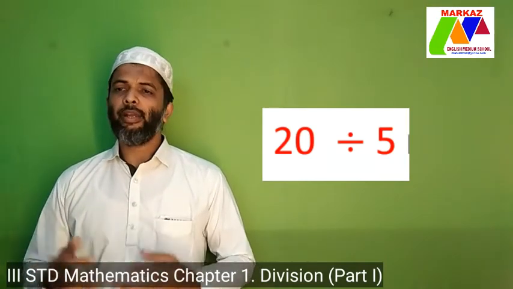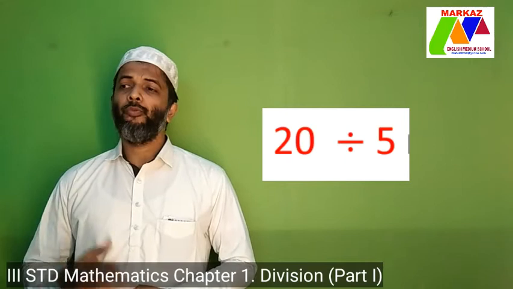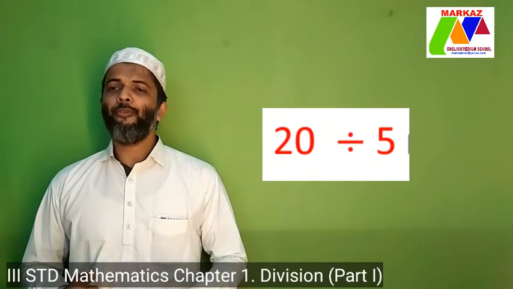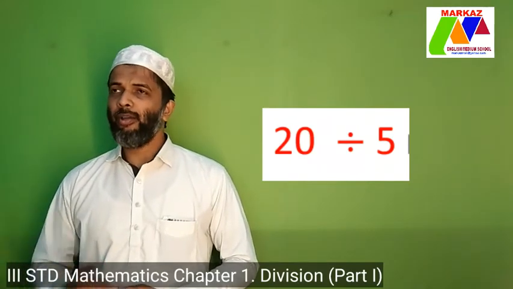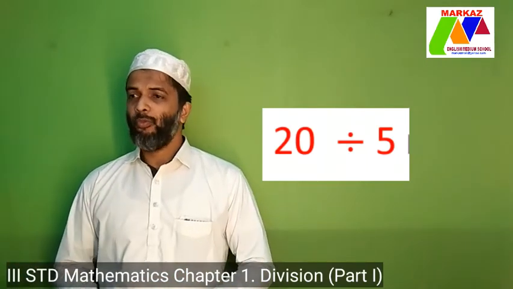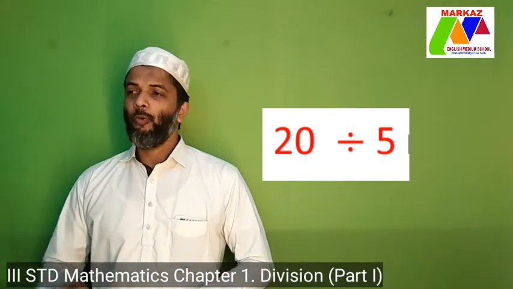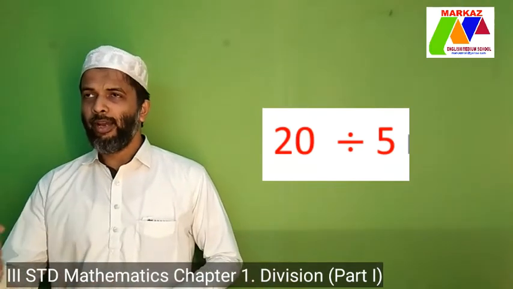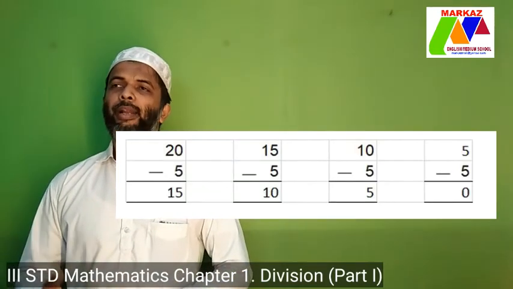This method is not a single-time subtraction. We have to do repeated subtraction until we get 0 as the answer. First subtract 5 from 20. We get the difference 15. 20 minus 5, 15. Then subtract again 5 from 15. We get 10. Again subtract, 10 minus 5. We get the answer 5. Then subtract 5 from 5. We get 0. Look at the screen. This is the repeated subtraction method.